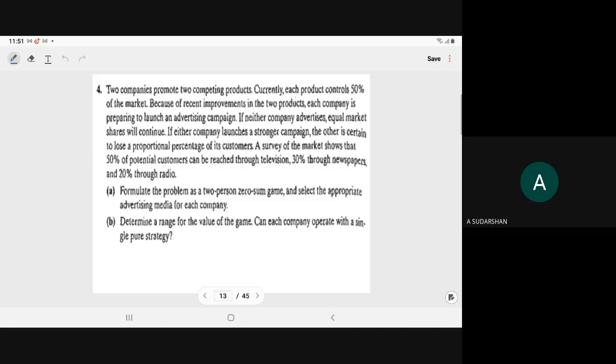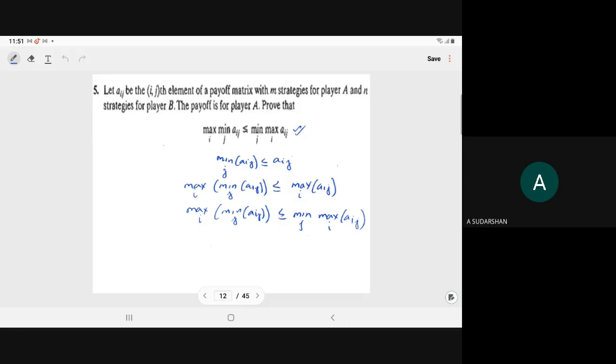Let us continue the same thing in the next lecture. Today we have covered only the pure strategy problem. In the next class, I will cover the mixed strategy problem.